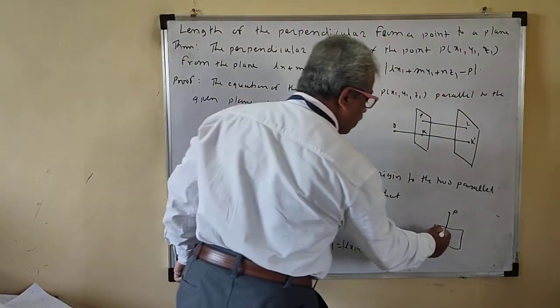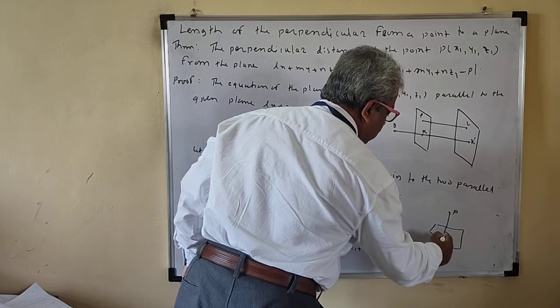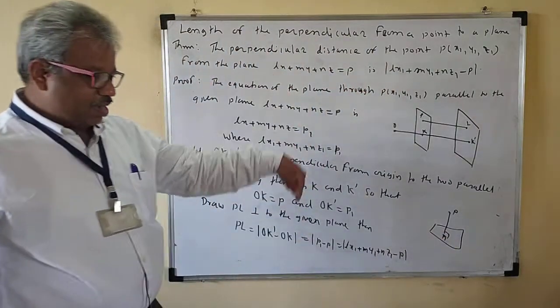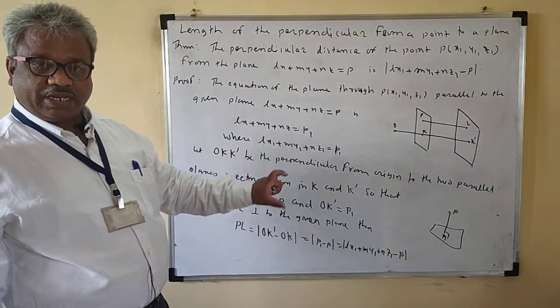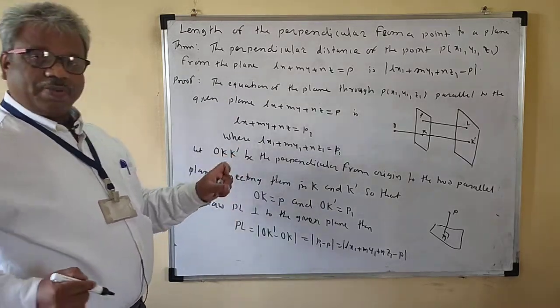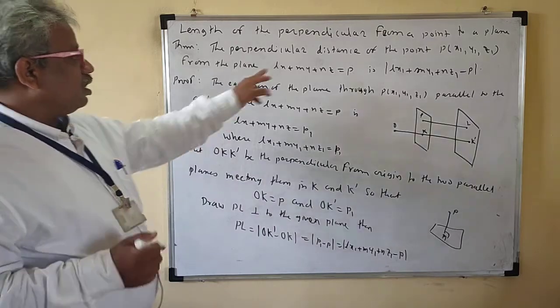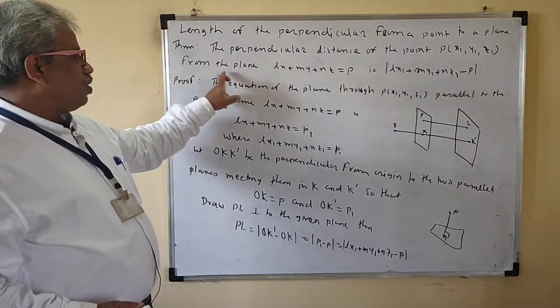So this is perpendicular to the plane. Suppose this is M. PM is perpendicular to the plane, and I want to find that distance PM. This is the theorem to find the perpendicular distance of a point from the plane: the perpendicular distance of a point P(x1, y1) from the plane.